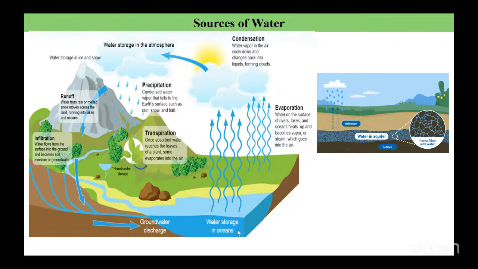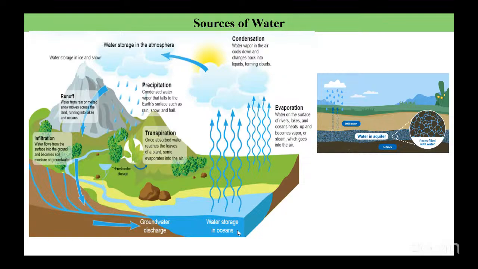evaporated, mainly due to the heat from the sun. Due to the heat, the water becomes vapor or steam which goes into the air. So once it goes into the air, what happens? The condensation happens. That is, the water vapor, once it goes into the air, cools down and changes back into liquid and then forms into the clouds. So the water vapor from the ground goes into the atmosphere, getting trapped by the molecules and forming into liquid, and that is forming clouds.